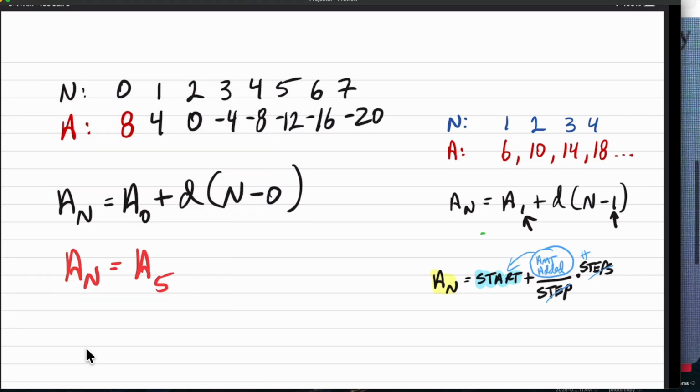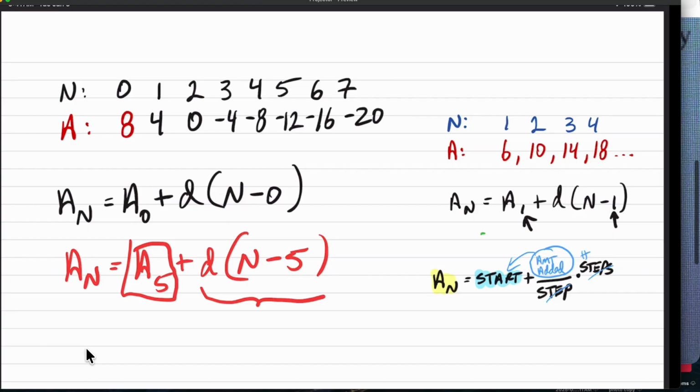Here we go. It's going to be the amount at position 5 plus the d value. Let me write it out in general form first. The amount at n is going to be our d value times n minus 5. Why? Because we're going to start with an amount at position 5. Then we're going to add more. How much more are we going to add? Well, the amount is d per each step.